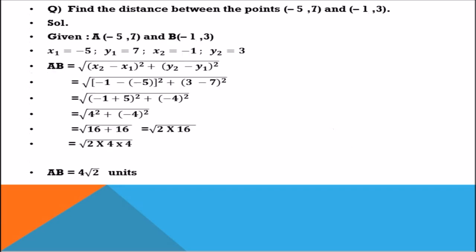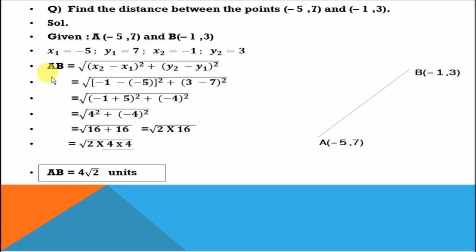Let us move to the next question now. Find the distance between the points minus 5, 7 and minus 1, 3. Just for a change, let us take the two coordinates as A and B. As I've already told you, since we are in the initial stage, let's write each of the coordinates separately. So x1 equals minus 5, y1 equals 7, they are from A, x2 equals minus 1 and y2 equals 3 from B.